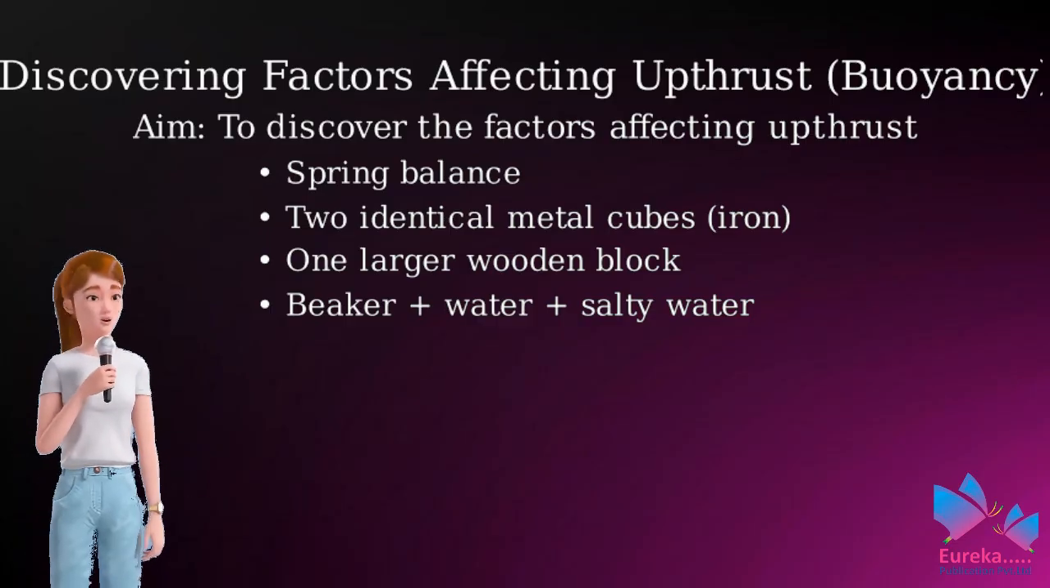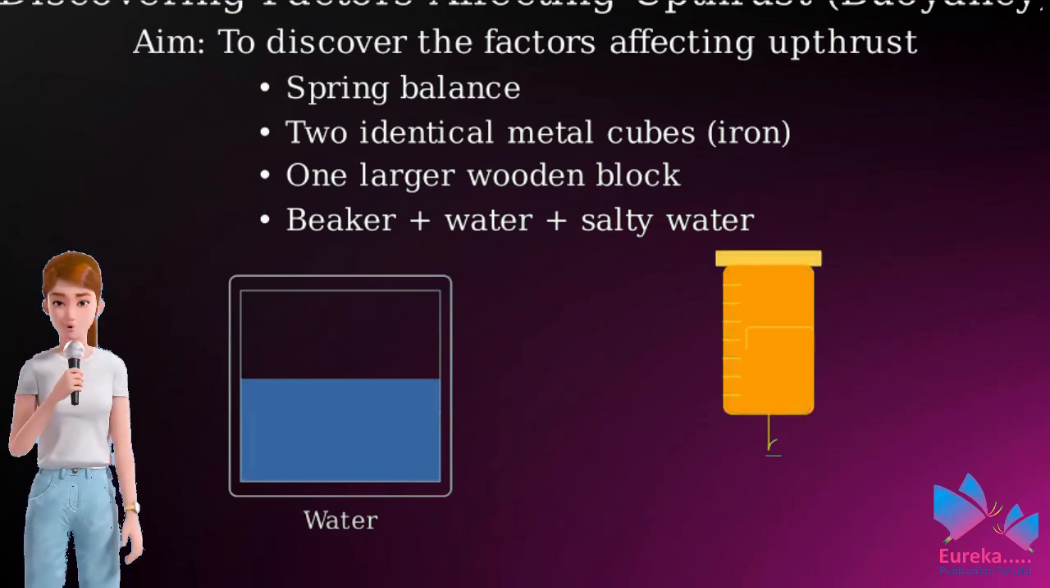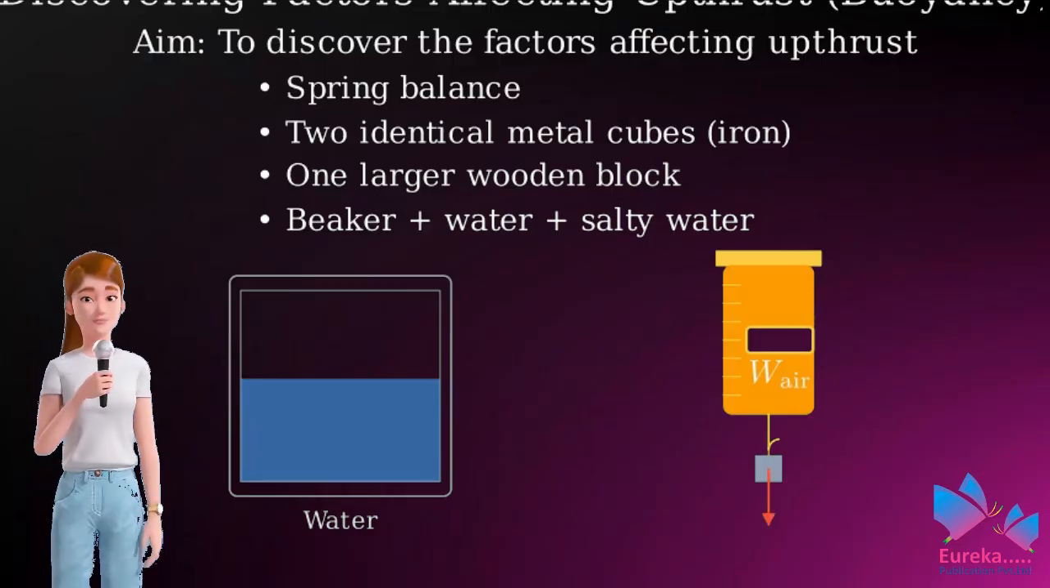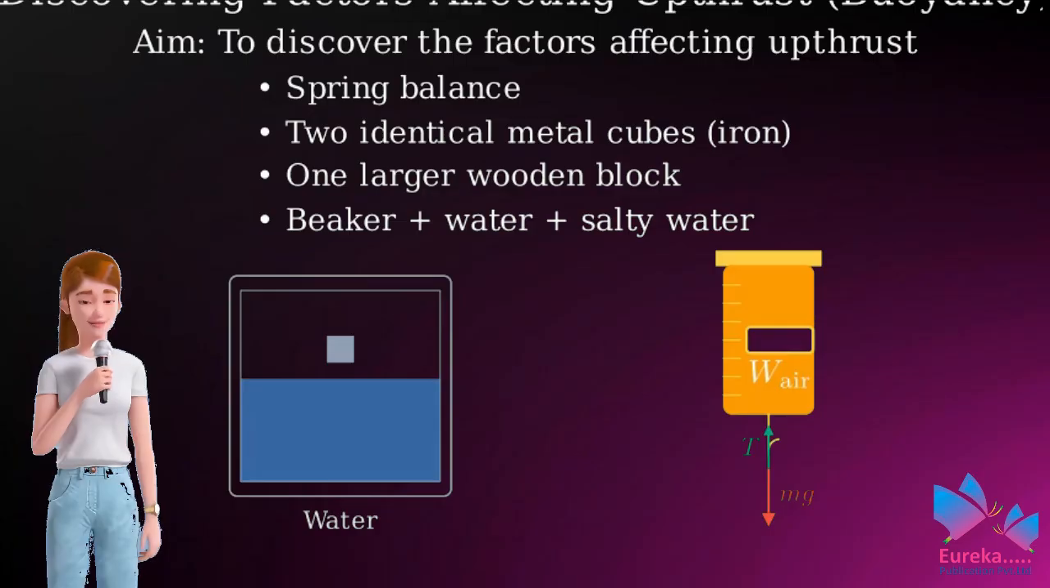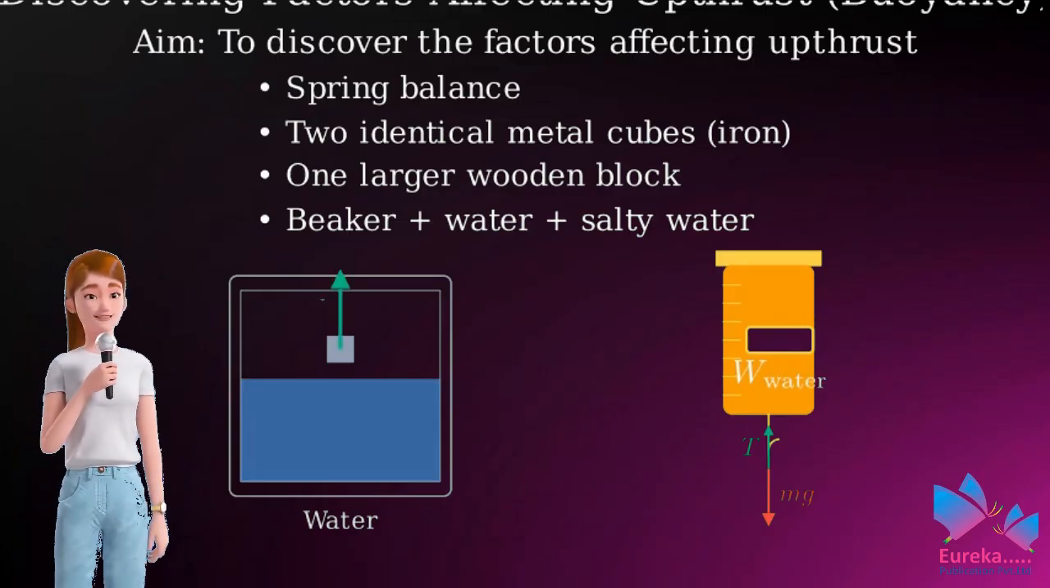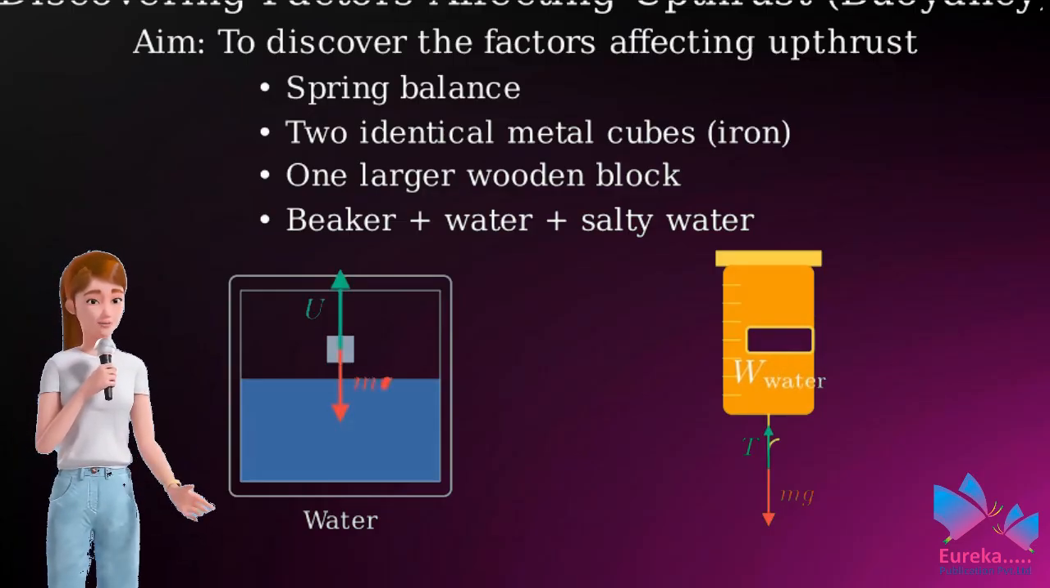Factor 1. The volume of the object immersed. We start with the small iron cube. We record its weight in air, call this W sub air. Now immerse it completely in water, and record the new reading, call this W sub water. The upthrust U equals W sub air minus W sub water.